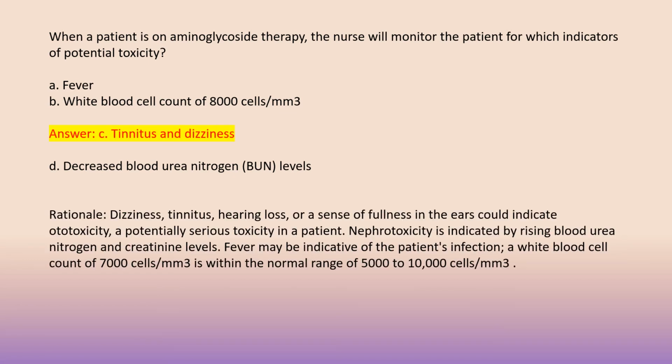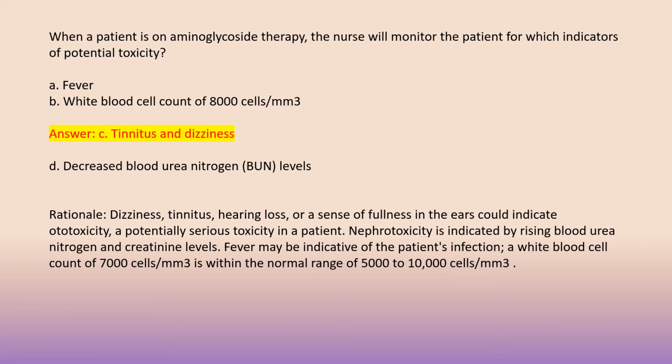Answer. C. Tinnitus and dizziness. Rationale. Dizziness, tinnitus, hearing loss, or a sense of fullness in the ears could indicate ototoxicity, a potentially serious toxicity in a patient. Nephrotoxicity is indicated by rising blood urea nitrogen and creatinine levels. Fever may be indicative of the patient's infection. A white blood cell count of 7,000 cells per millimeter cubed is within the normal range of 5,000 to 10,000 cells per millimeter cubed.